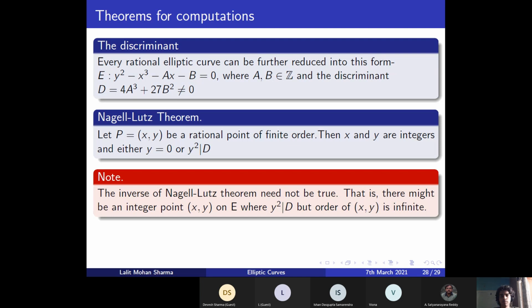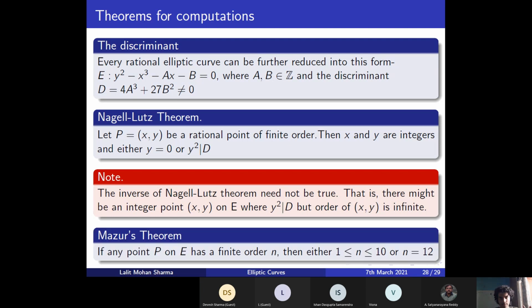We need another theorem which can put somehow a limit on how big the order can be, and that's what Mazur's theorem is. The proof of Nagell's theorem is easier, but Mazur's theorem is really difficult to prove. It basically states that if some point P on E has finite order n, then the order is either between 1 and 10 or it's 12.